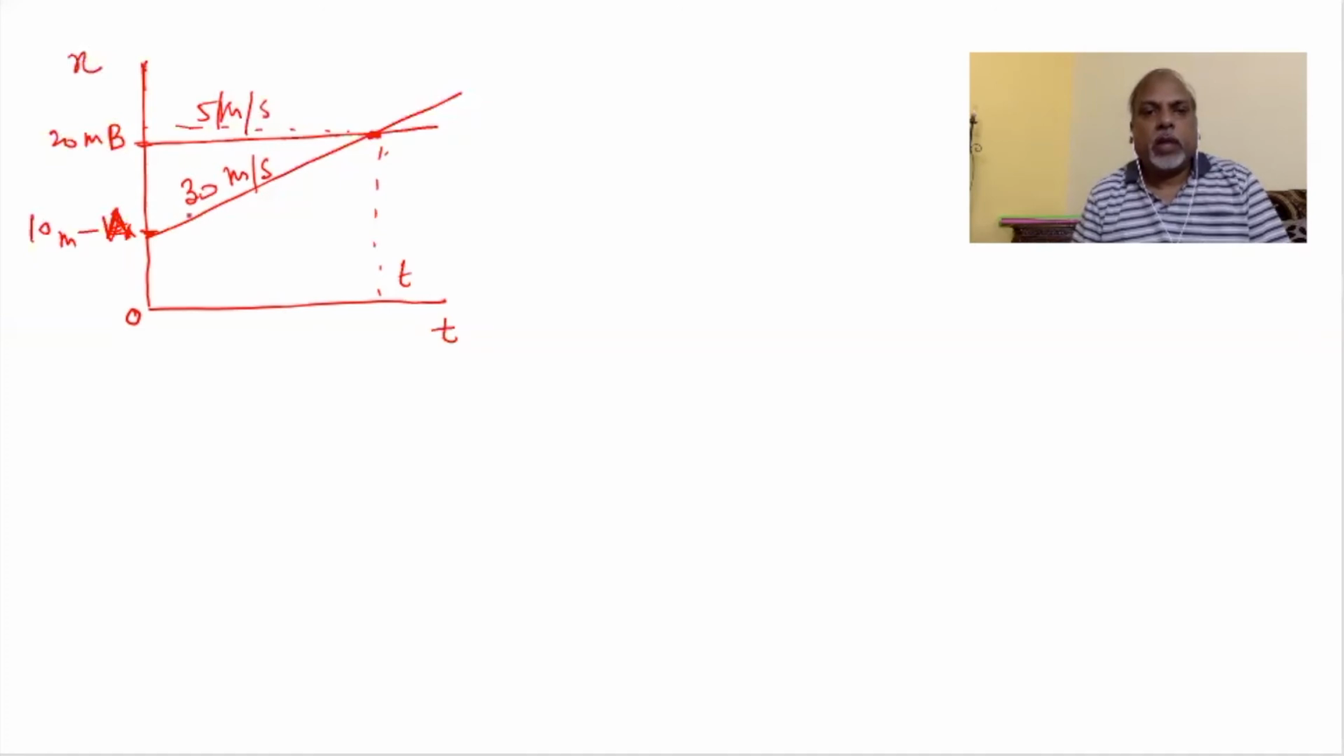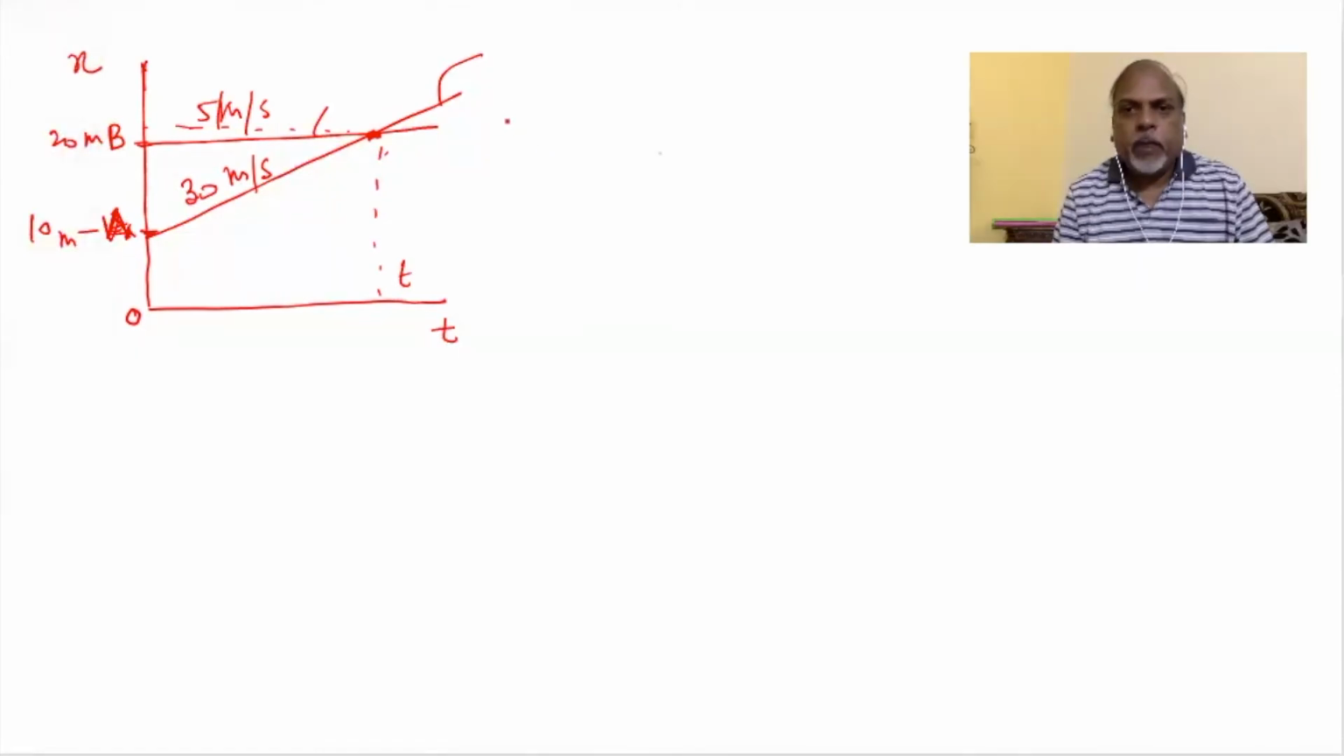That means its slope is naturally more, since velocity is more, and here the slope will be less. Naturally, they are going to cut each other. This is the distance at which they will cross each other or meet each other. Basically, they will not cross, they will meet each other.